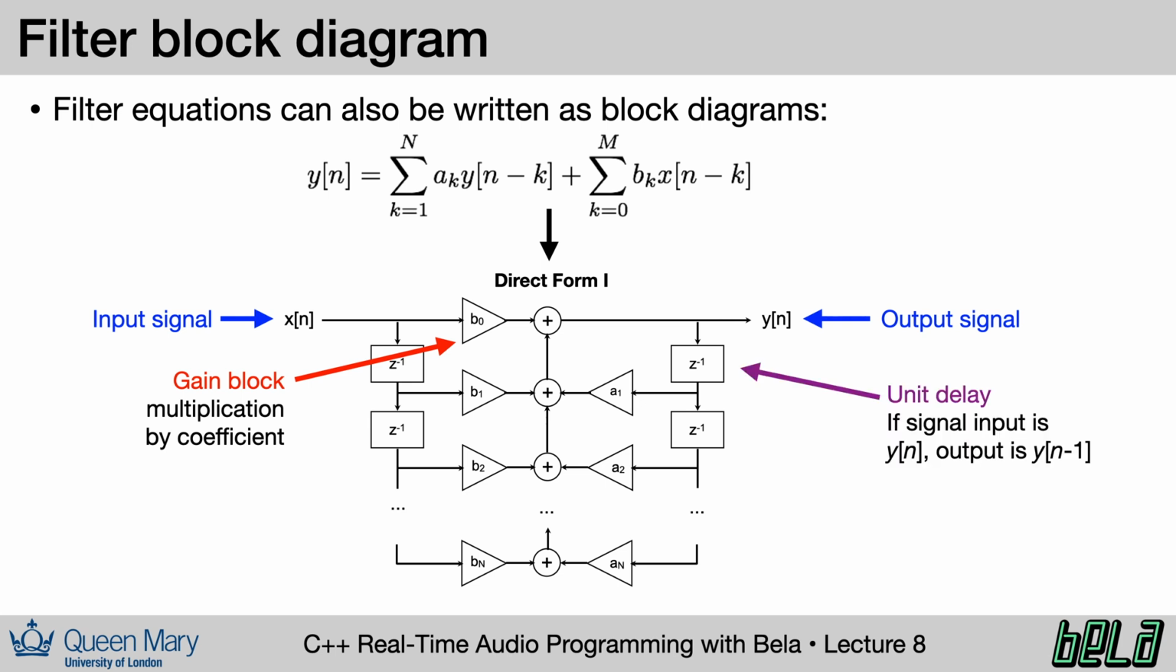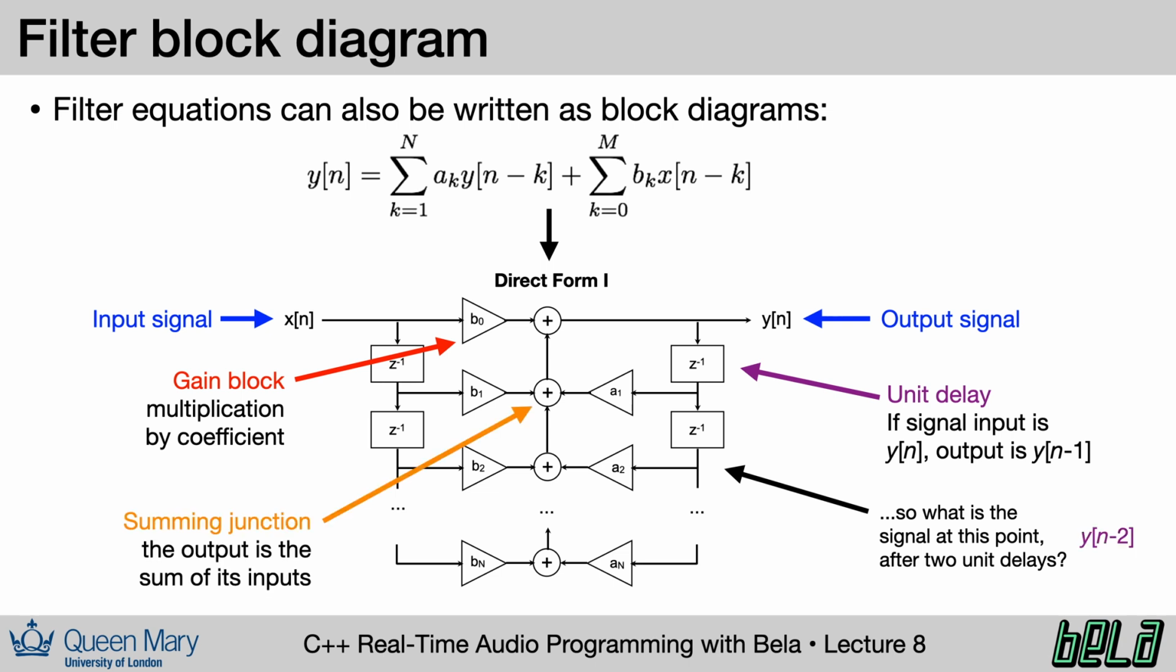The triangular blocks indicate gains or multiplications by the coefficients. The blocks labeled z to the minus 1 indicate a unit delay. In other words, if the signal coming in is y of n, the output is y of n minus 1. Given that, what would be the signal at this point after 2 unit delays? Well, the answer is that it would be y of n minus 2. Finally, the circular plus symbols are our summing junctions. They simply add together each signal coming in.